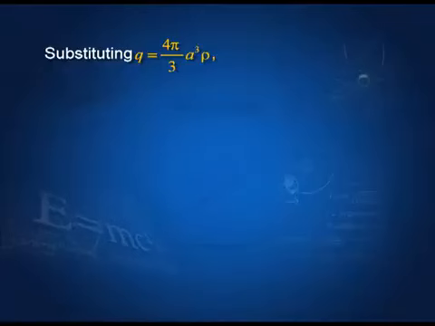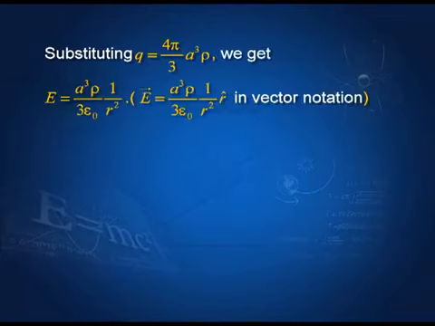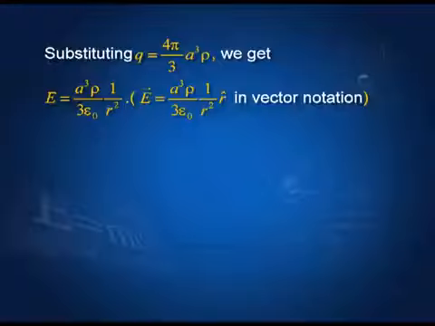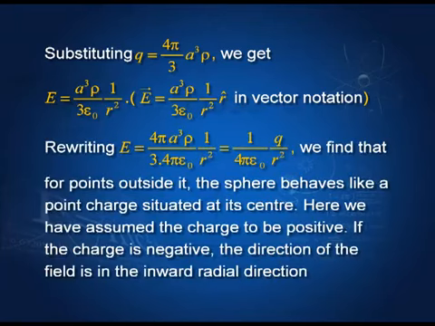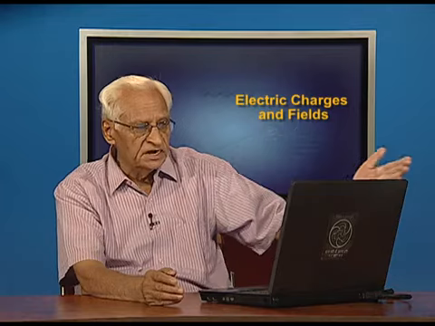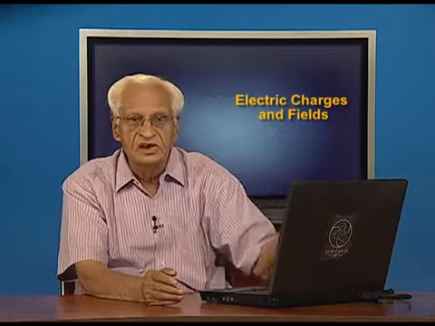What is the value of q? We have just derived 4 pi by 3 a cubed rho. So, we get E equal to a cubed rho by 3 epsilon 0 into 1 by r squared, and the field is directed outwards, in the direction of r cap. Rewriting, E equals 4 pi a cubed by 3 rho divided by 4 pi epsilon 0 r squared, so the field at a point outside is 1 by 4 pi epsilon 0 times q by r squared.